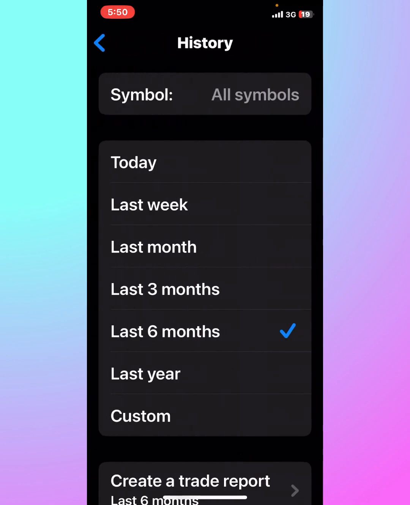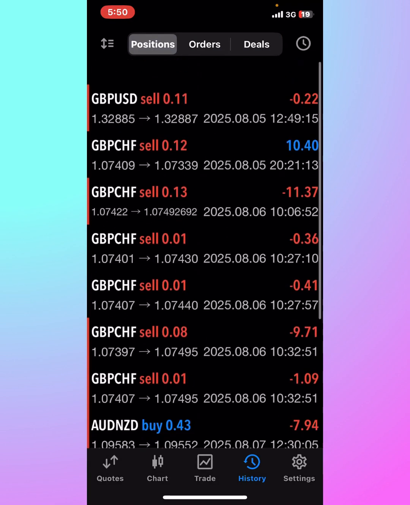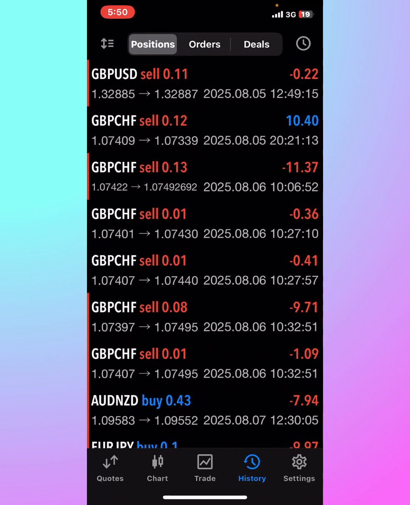So guys, this is my P&L for the week. My P&L for the week is minus $30. Wow. This is arguably my worst month, my worst month ever. Because look at my trade history. There is no positive trade win or anything.